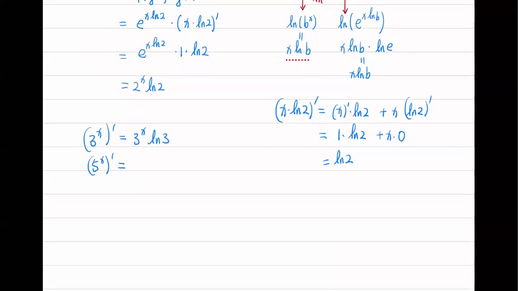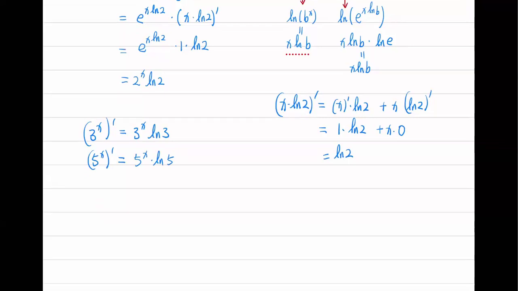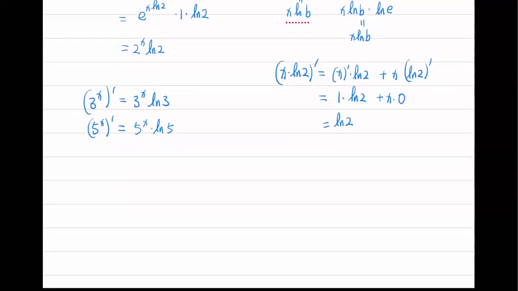What's the derivative of this one, Sophia? That is 5 to the power of x natural log of 5. Yes. Okay. Now you see you can get this very easily without any difficulty. Okay, let's see what's next.